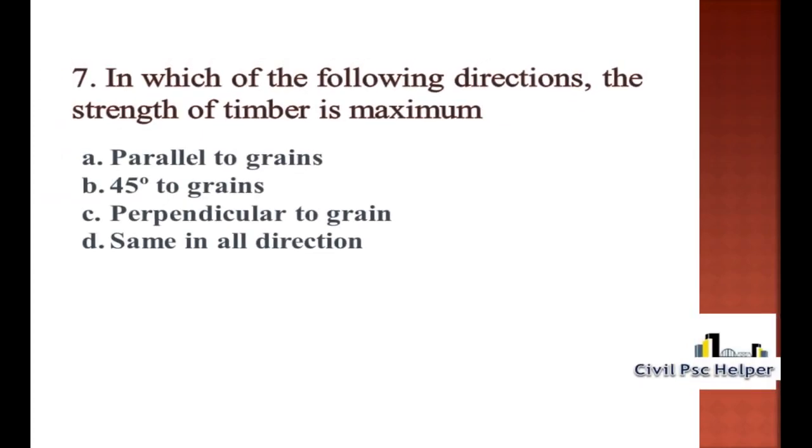Seventh question. In which of the following directions the strength of timber is maximum? Option A, parallel to grains, option B, 45 degree to grains, option C, perpendicular to grain, option D, same in all direction. The strength of timber is maximum when it is parallel to grains. Option A is correct.